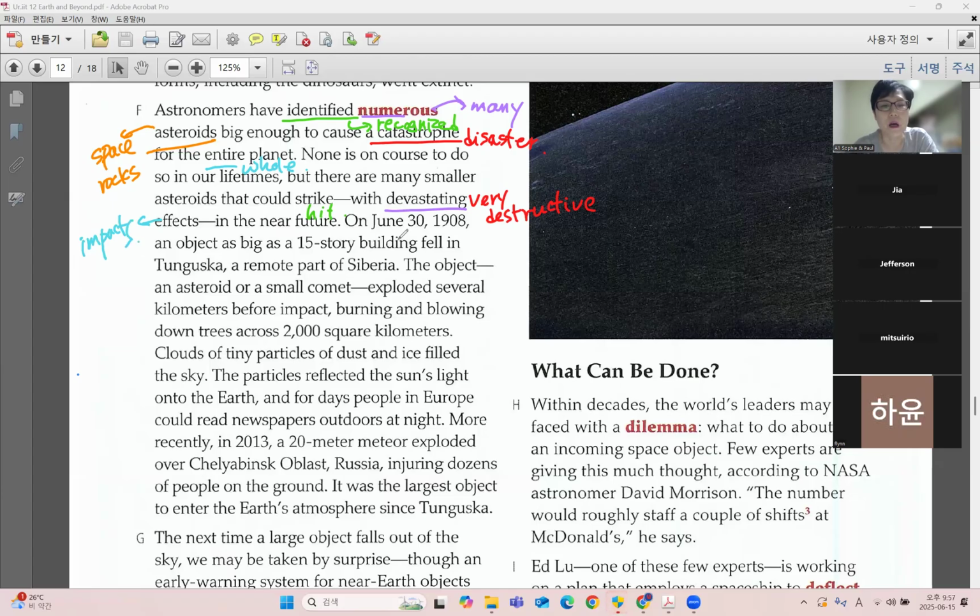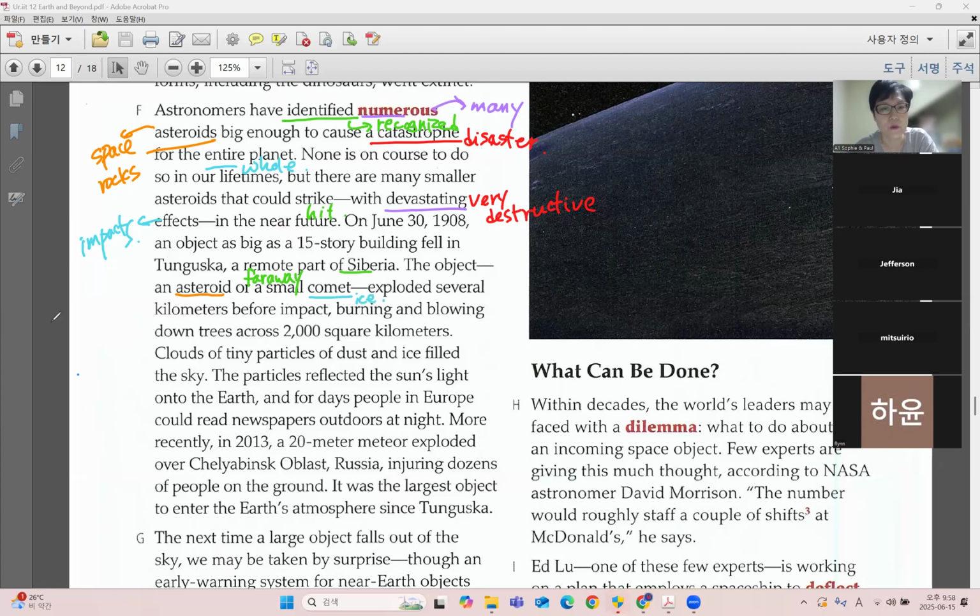In near future. On June 30th, 1908, an object, what is an object? It's a thing, the asteroid, as big as a 50-story building, fell in Tunguska, a remote part of Siberia. What is remote? Remote means far away. The object was an asteroid or small comet. What is a comet? It's an icy object, a kind of ice.